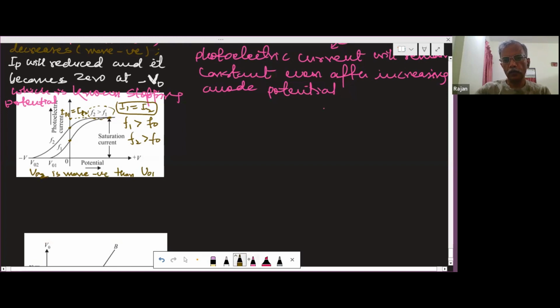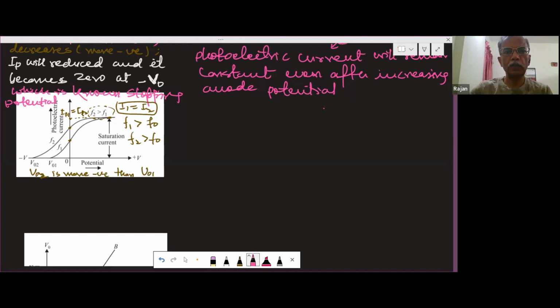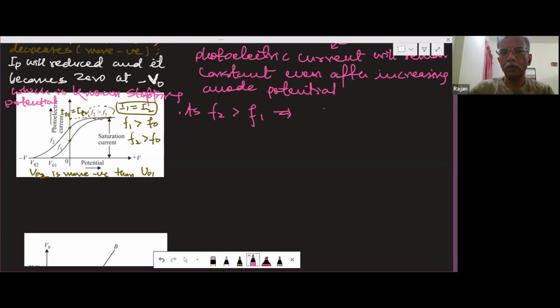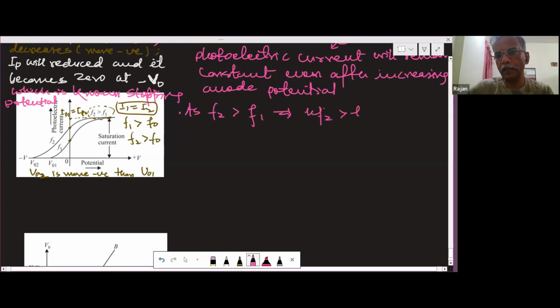Reason you understood. So we'll just record what we discussed. First thing, what you've already written: I1 is I2, F1 is greater than F0, F2 is greater than F0, and F2 is greater than F1, right? So we can write F2 is greater than F1. We'll find that the second radiation will have more photon energy, right? We can write that HF2 is greater than HF1.